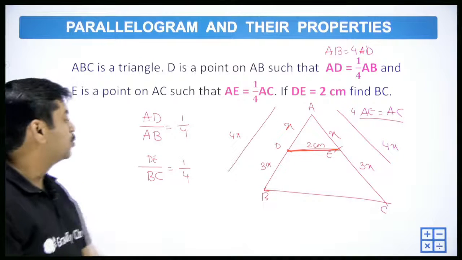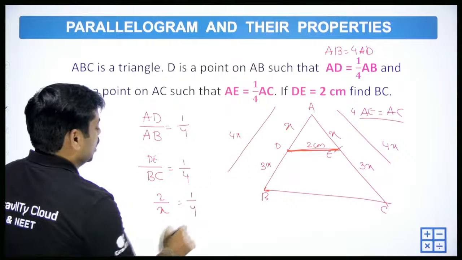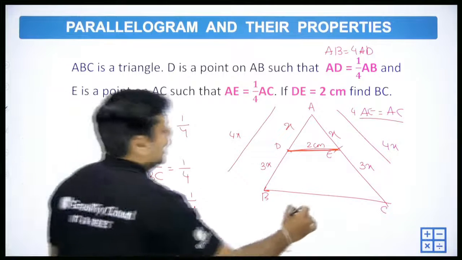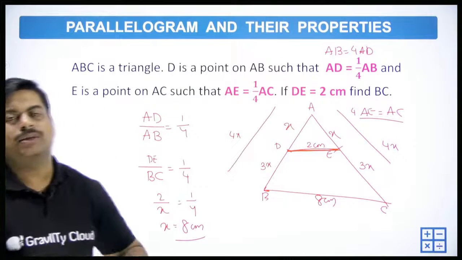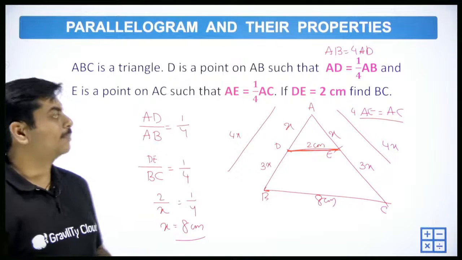So DE is 2 centimeters by BC, BC is X, is equal to 1/4. So X is equal to 4 times 2, which is 8 centimeters. X is equal to 8 centimeters. So this length is 8 centimeters. So using the basic ratios and proportions, you can directly solve that because the triangles are similar.